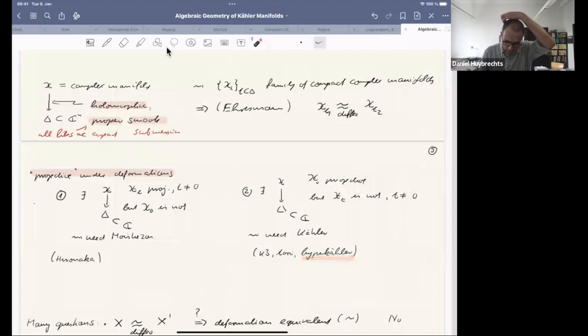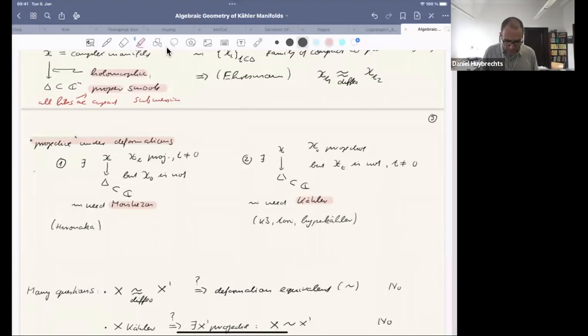So this first phenomenon led to the invention of Moishezon spaces, and the other one forces us to consider Kähler manifolds. Well, at least it forces us to consider certain generalized complex manifolds, so generalizations of projective manifolds, which, as we'll see in a second, happen to be Kähler. At least it forces us to make our category of projective manifolds a bit more flexible.